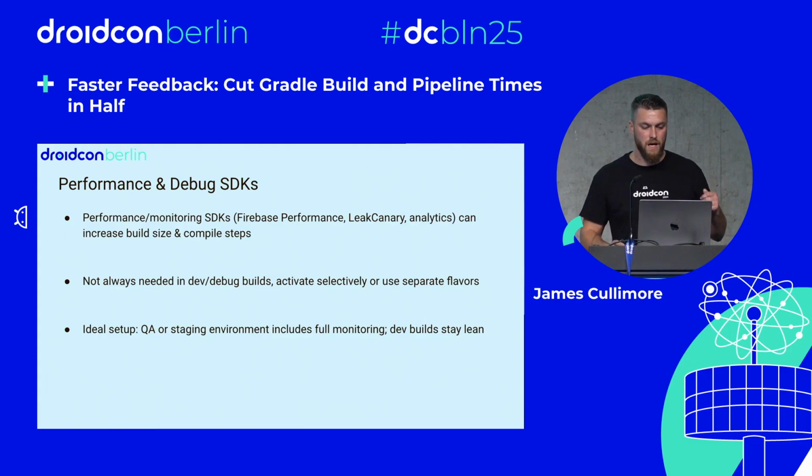A common pattern is to have a QA or staging build variant with all the bells and whistles: performance monitoring, analytics, leak detection, while keeping developer builds lean for faster iteration. This also helps you isolate performance issues in production versus development. It's not about never using these SDKs, it's about activating them strategically.